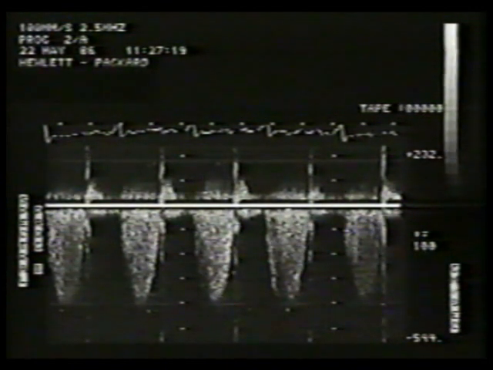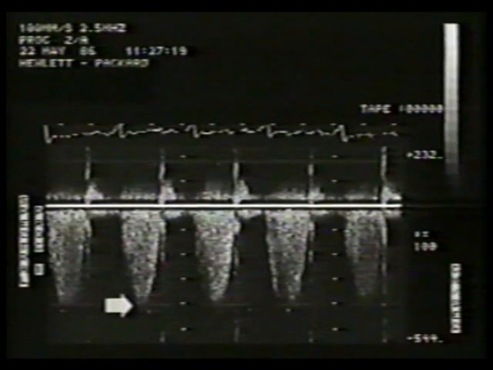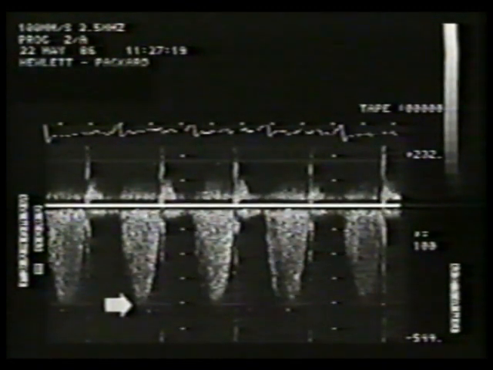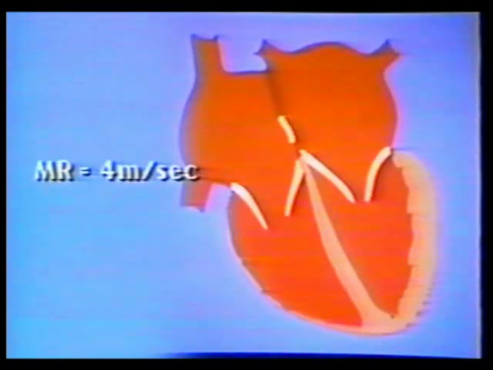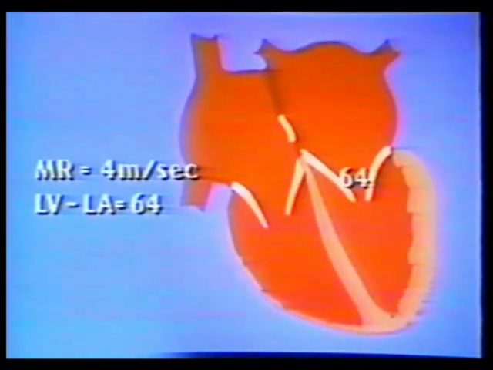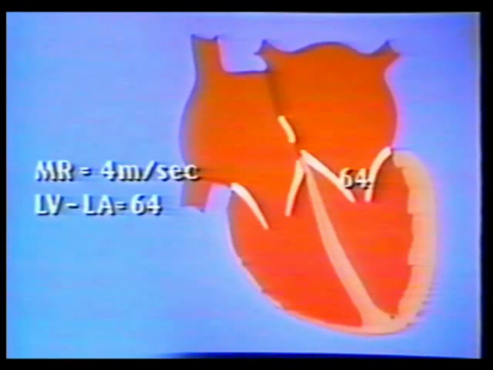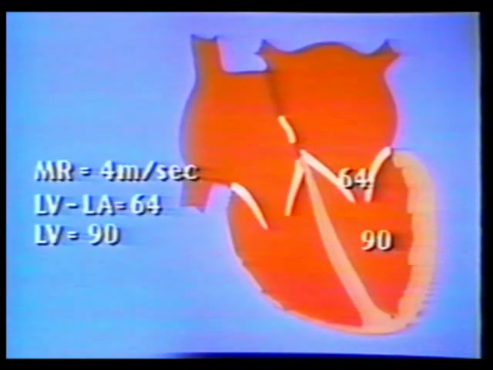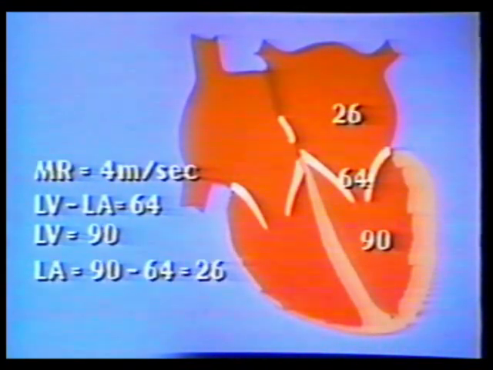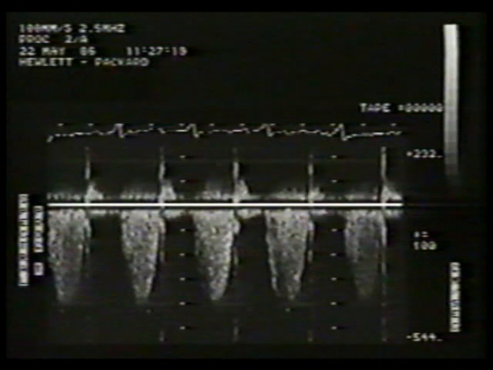A non-imaging Doppler probe was placed at his apex and directed toward the mitral valve. This is the continuous wave Doppler spectrum of mitral regurgitation. The strength of the signals suggests that the regurgitation is of significant degree. The peak velocity is relatively low for MR, being 4 meters per second. Using the Bernoulli equation, this indicates a 64 millimeter systolic gradient between left ventricle and left atrium. Since his systolic blood pressure was 90 millimeters of mercury, his left atrial pressure is approximately 26 millimeters of mercury.